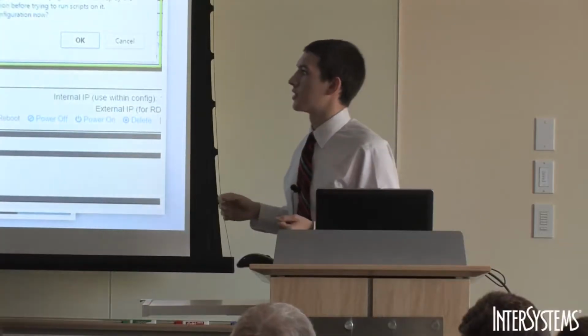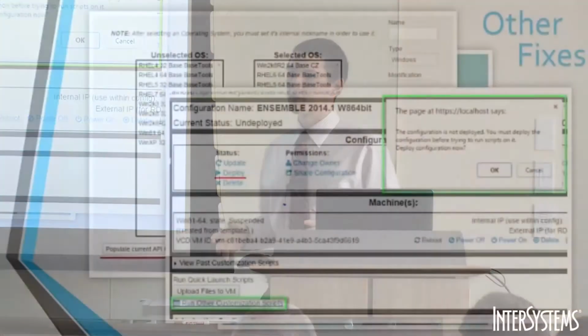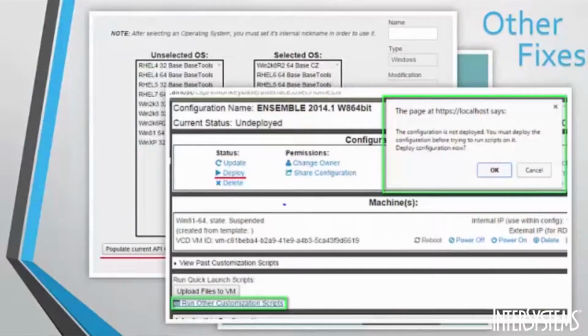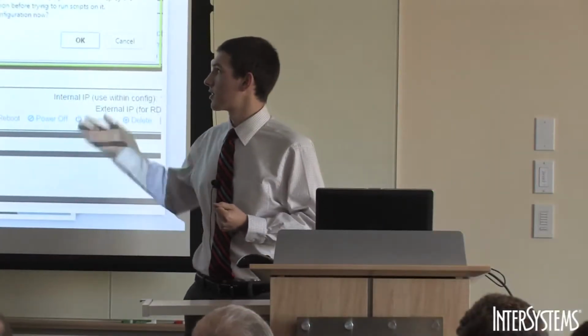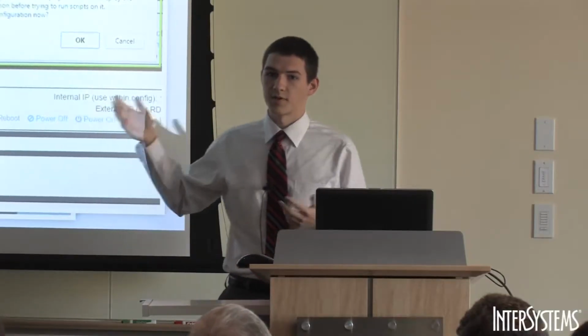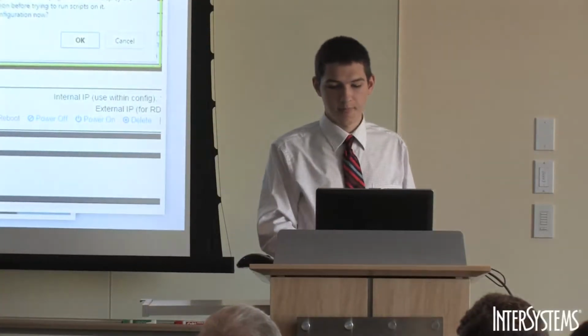Another thing I worked on was a couple of the confirmation pop-ups that vMonkey displays. So when you click deploy, previously it would ask you if you were sure. I took this away because it wasn't really needed. I also changed the way that the run other customization scripts buttons work. If the VM was undeployed, it would tell you that you can't run customization scripts. Now it gives you the option to deploy the configuration so that when it's done deploying, you can run them.